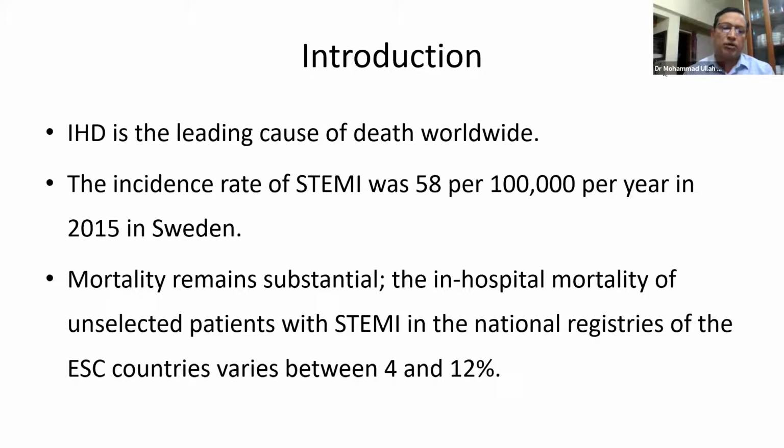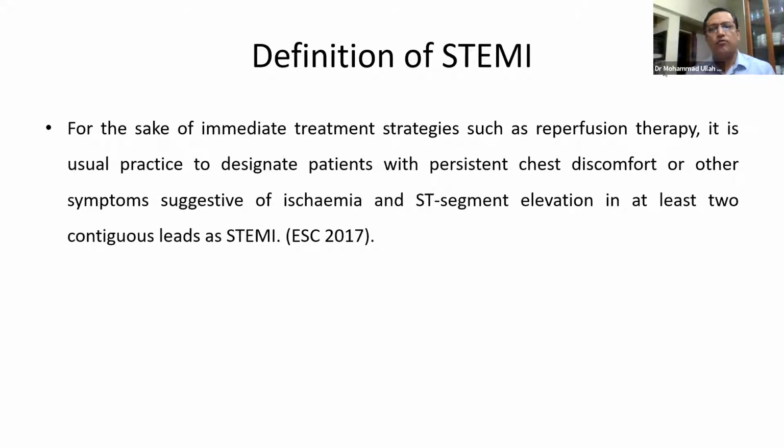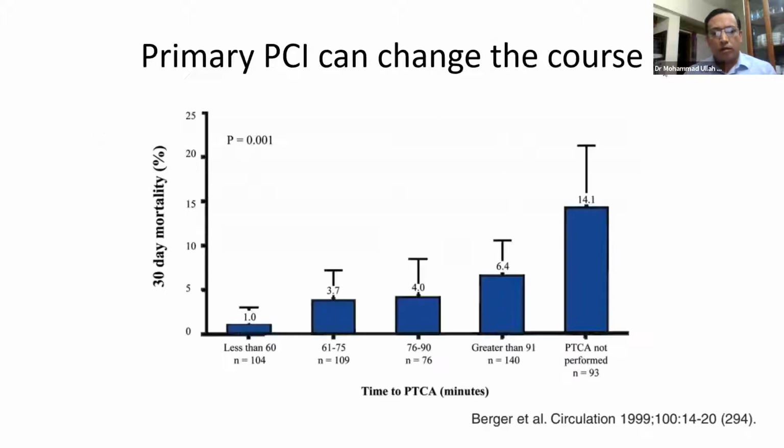The in-hospital mortality of unselected patients with STEMI in the national registries of the ESC countries varies from 4 to 12%. And how do we define STEMI? There is a universal definition depending on the rise and fall of troponin I. But for practical purposes, most of the time we use the symptom of the patient, that is chest discomfort, along with ECG changes for the definition of ST elevation MI. It is also endorsed by the ESC 2017 guideline.